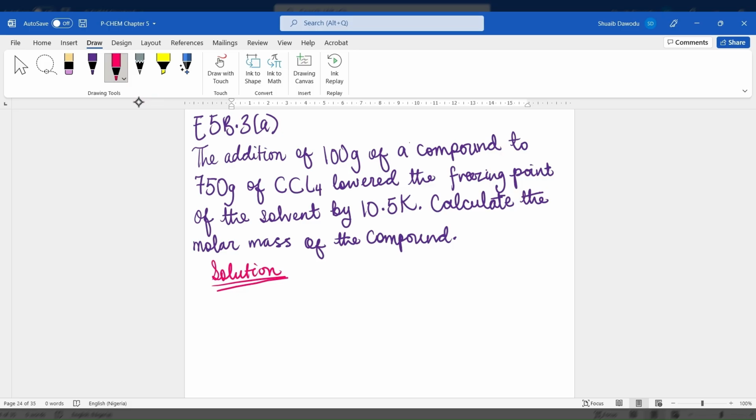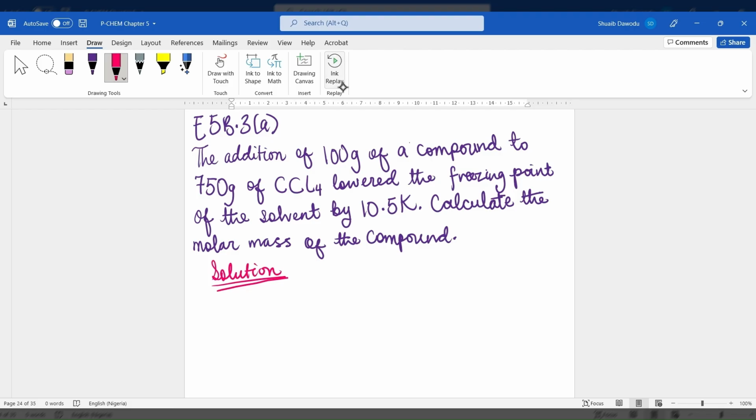Today we're going to be working on the question on the screen that says: the addition of 100 grams of a compound to 750 grams of CCl4, tetrachloromethane, lowered the freezing point of the solvent by 10.5 Kelvin. Calculate the molar mass of the compound. This is a question from the Atkins Physical Chemistry 11th edition textbook, from chapter 5, and chapter 5B in particular, and we're dealing with freezing point being lowered in this particular question.